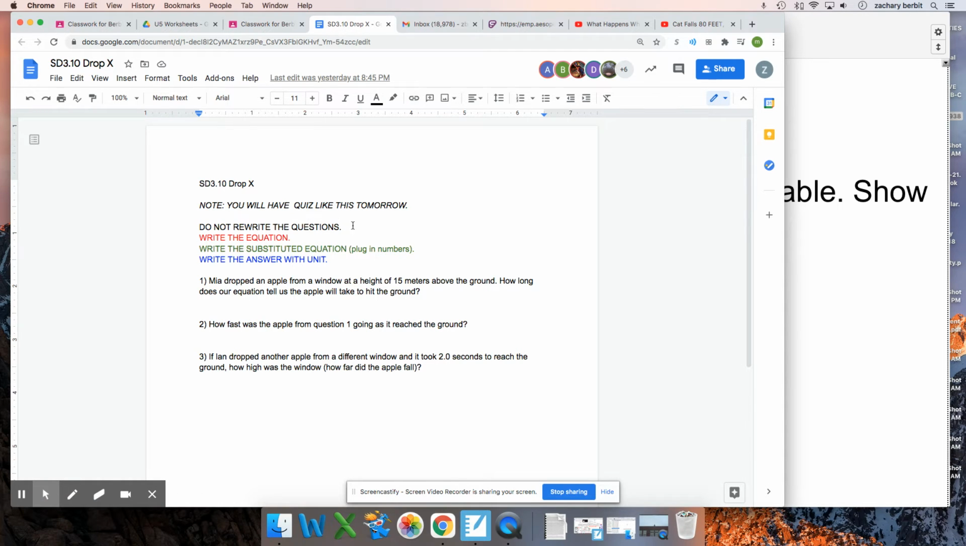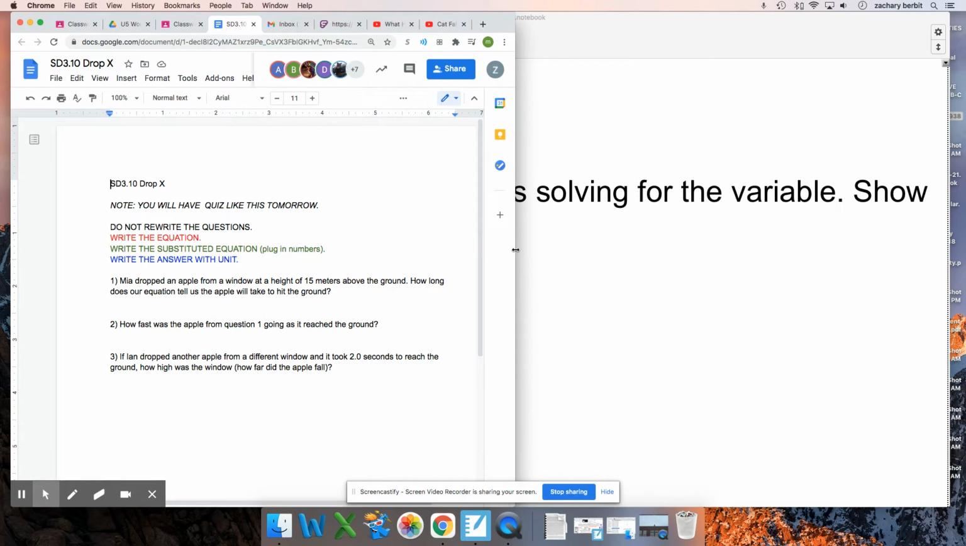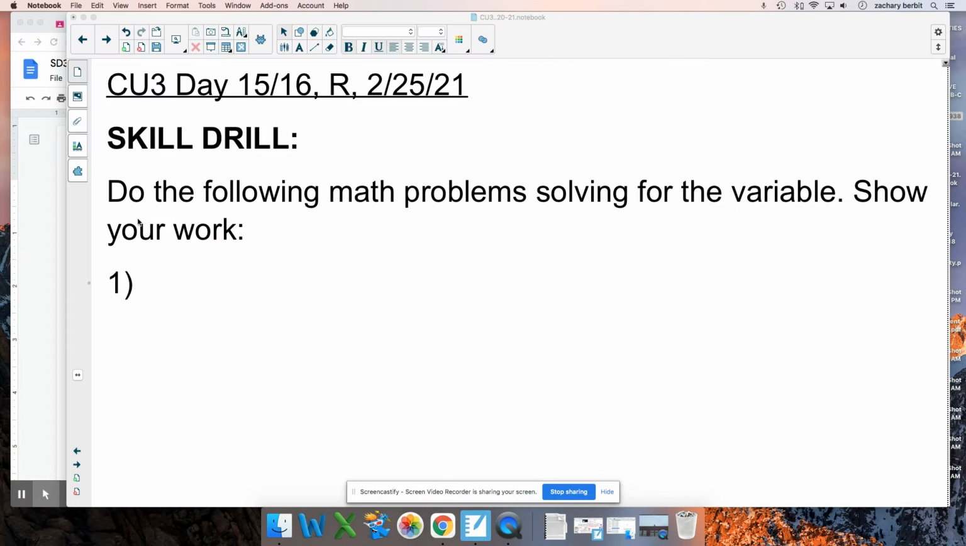Now, it says do not rewrite the questions. You do not need to write them. Let's save a little time here. There's 3 things you have to do. Step 1, write the equation. Step 2, substitute. That means put the numbers in. Step 3, write the answer with the unit. So if we have a look over here, here's the questions.